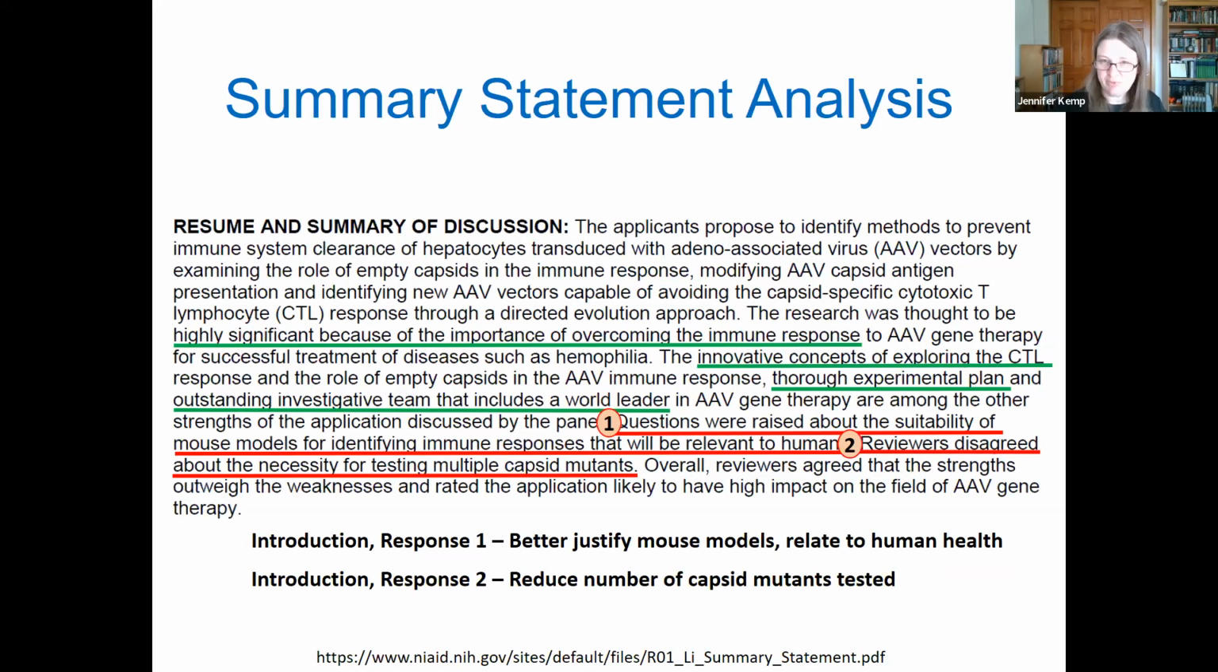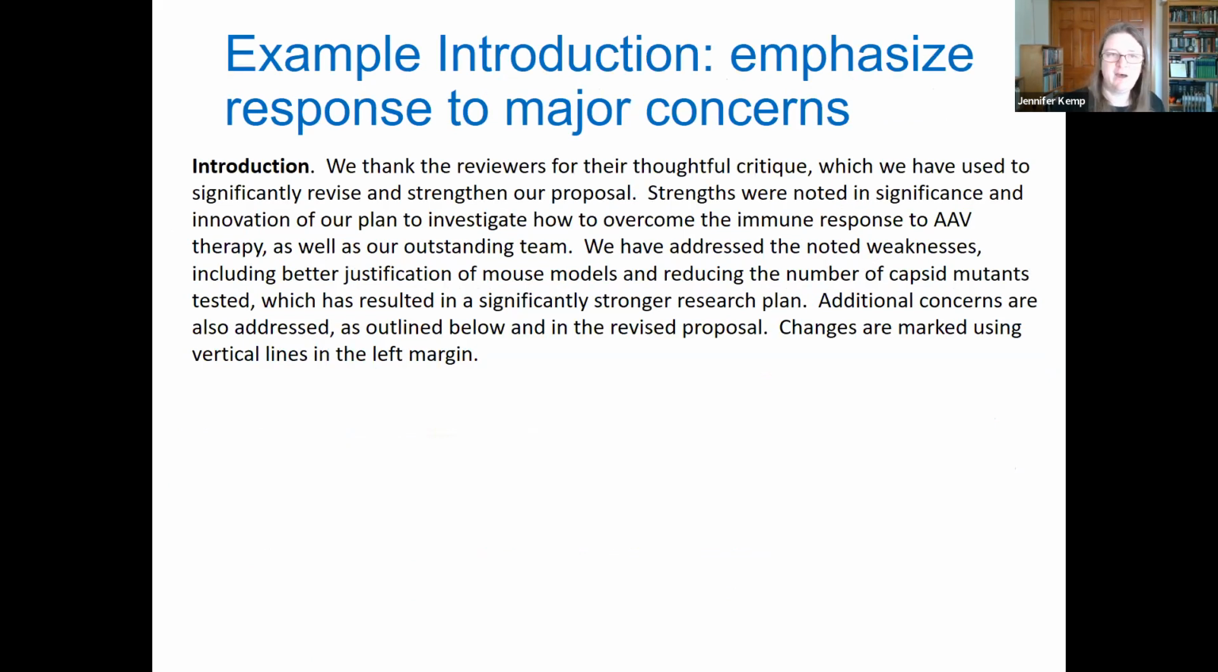So let me give you an example of how I would write the first paragraph in your introduction. Recall this example we went through a few minutes ago where they were criticized for the suitability of their mouse models, and maybe they also had too many mutants that they were testing. So in this case, here is how I would structure the one paragraph up front.